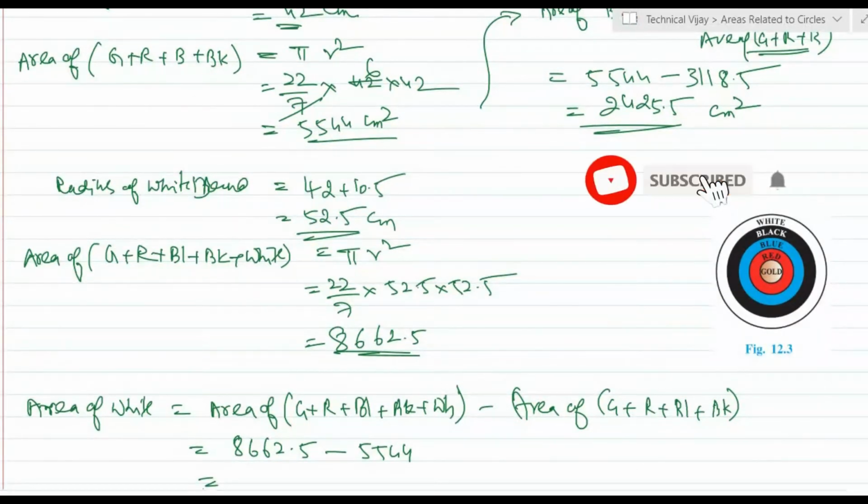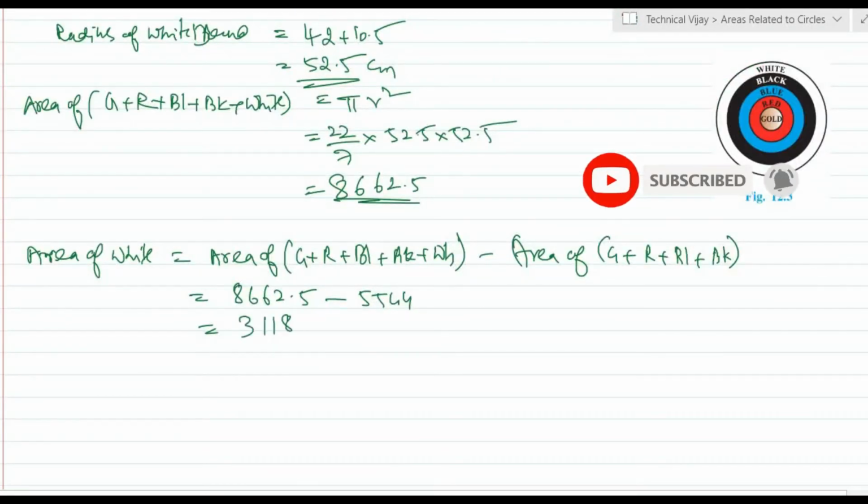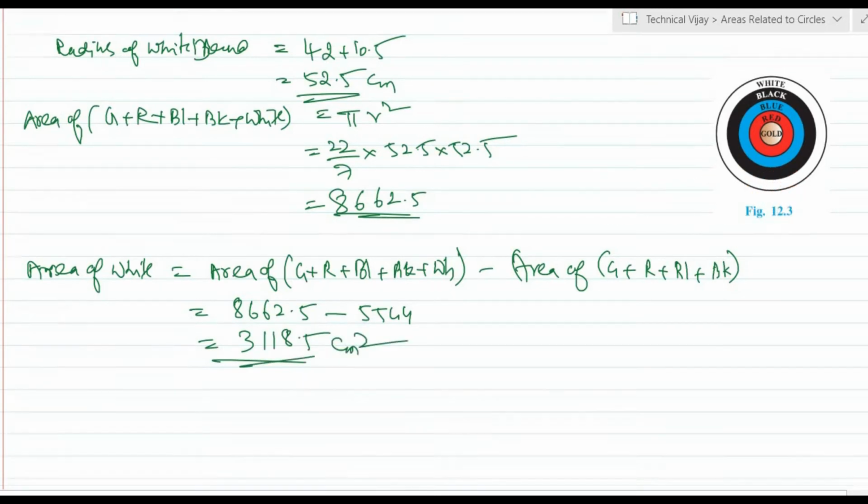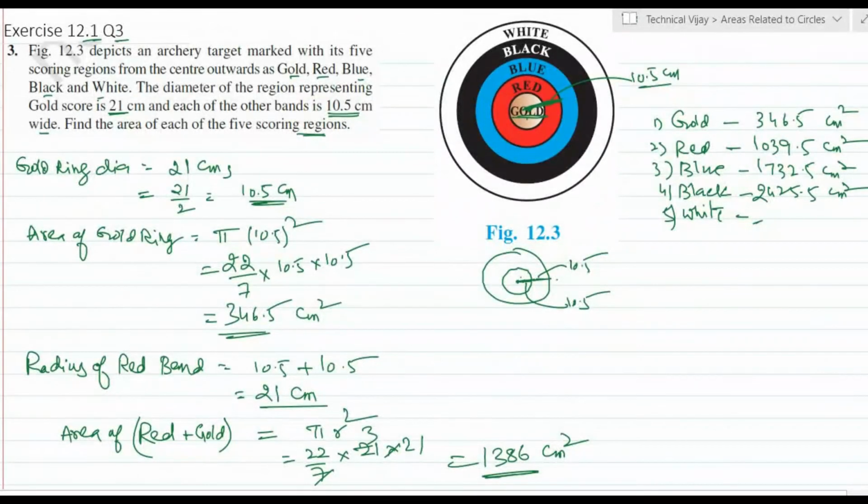So now here 3118.5 square centimeter. So here 3118.5 square centimeter. So here what he has asked, find the area of each of the 5 scoring regions. So here these are the answers: gold, red, blue, black and white. Okay, we will go for next one.